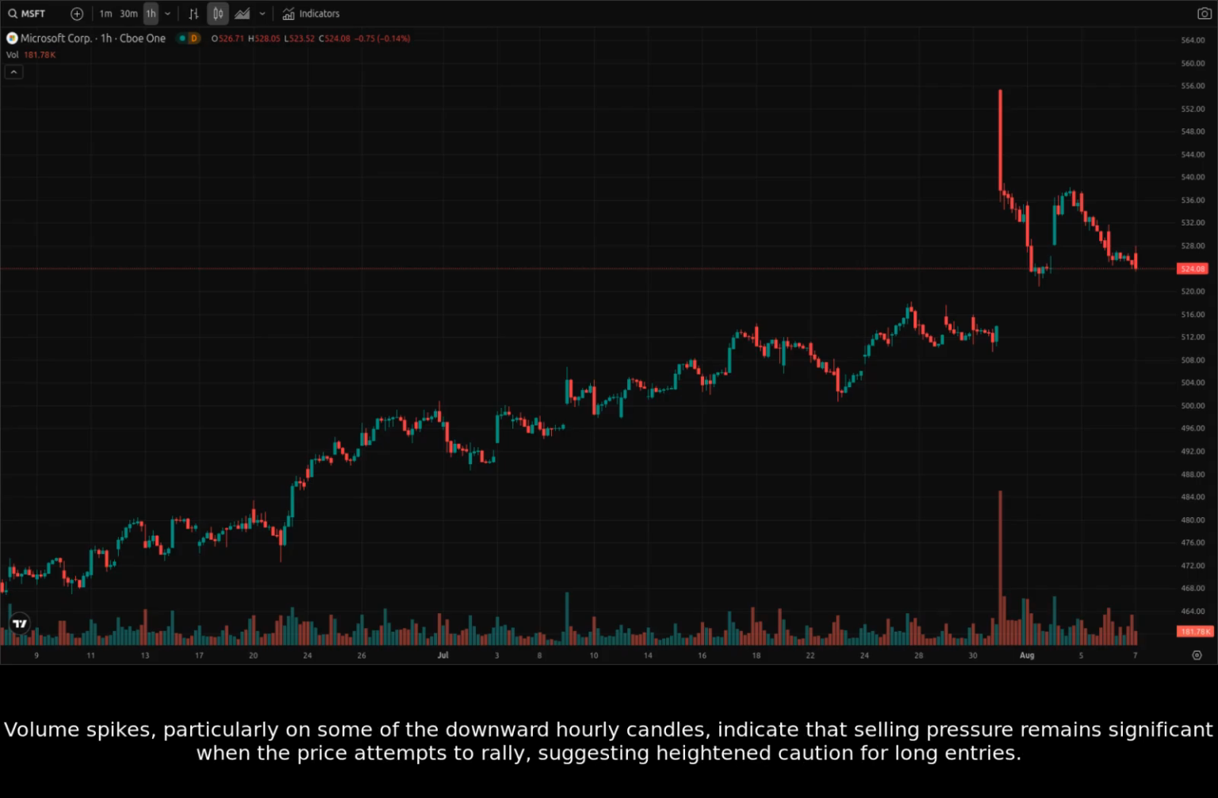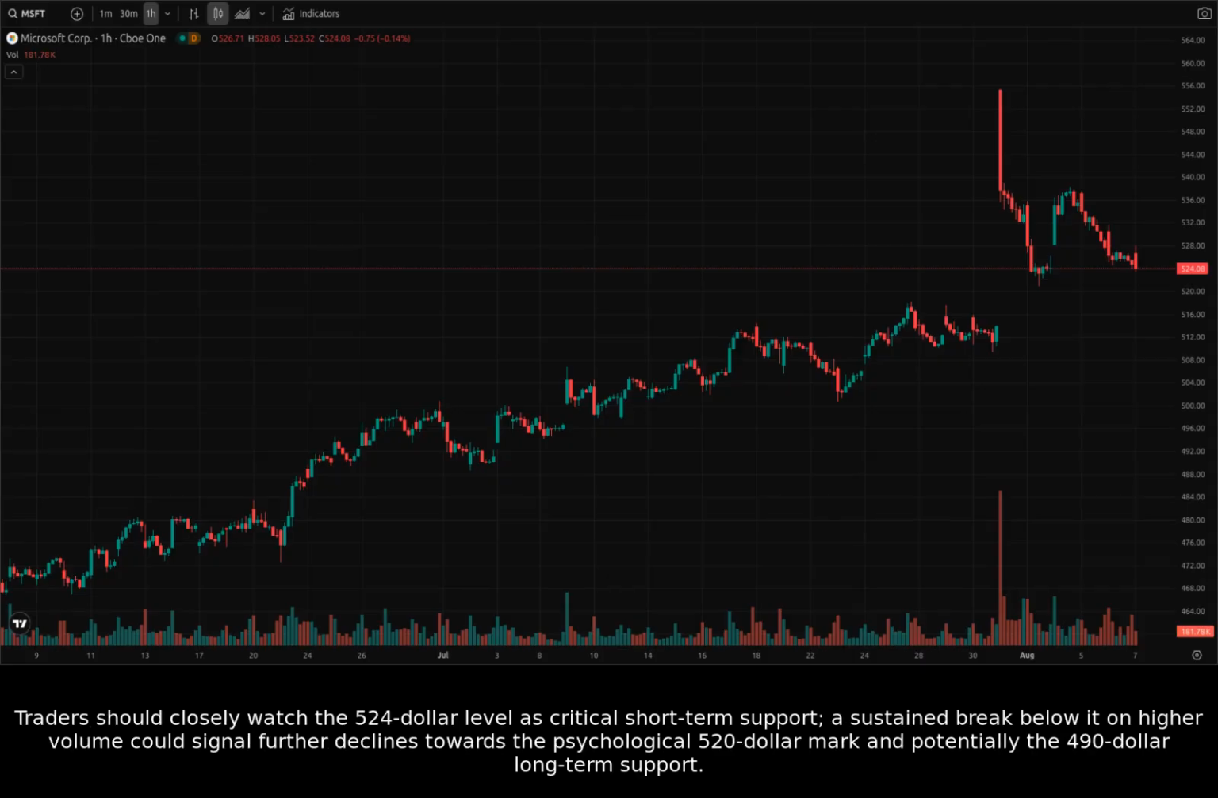Volume spikes, particularly on some of the downward hourly candles, indicate that selling pressure remains significant when the price attempts to rally, suggesting heightened caution for long entries. Traders should closely watch the $524 level as critical short-term support.